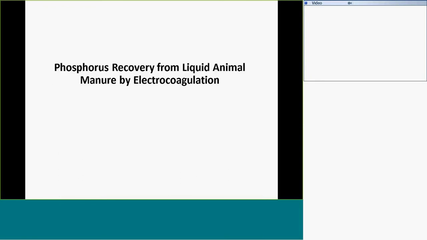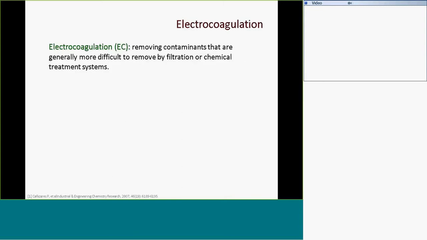Another test the students did is to use the electrochemical process to remove phosphorus. Again, the purpose is to separate the nitrogen phase and the phosphorus phase, and to apply them independently, so you can use better nutrient management practices by separating them. The results turned out very, very promising.